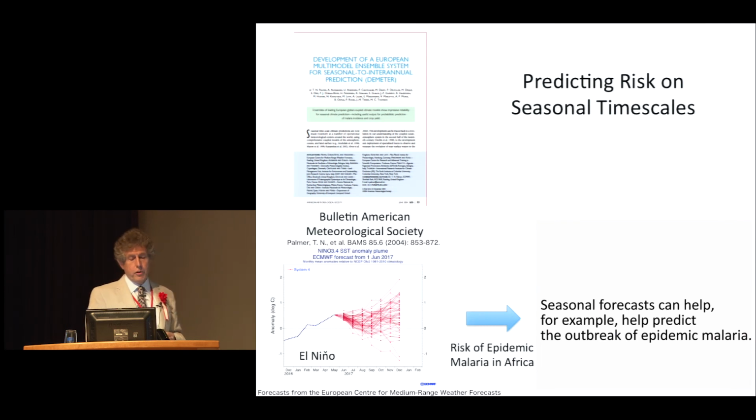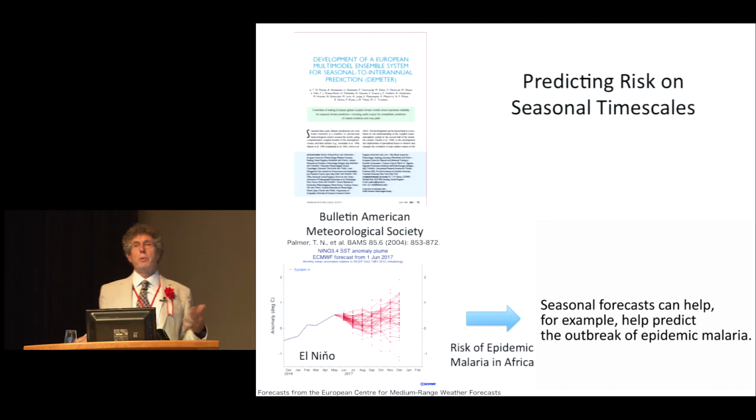And just finally, I want to say that it's not just about short-range or weekly weather forecasting. I mentioned the El Niño forecasts. And when an El Niño event occurs, there are certain implications, particularly around the tropical belt. One of the things that we studied in the paper that I mentioned earlier was about the link between El Niño, rainfall in Africa, and the occurrence of epidemic malaria in parts of Africa.